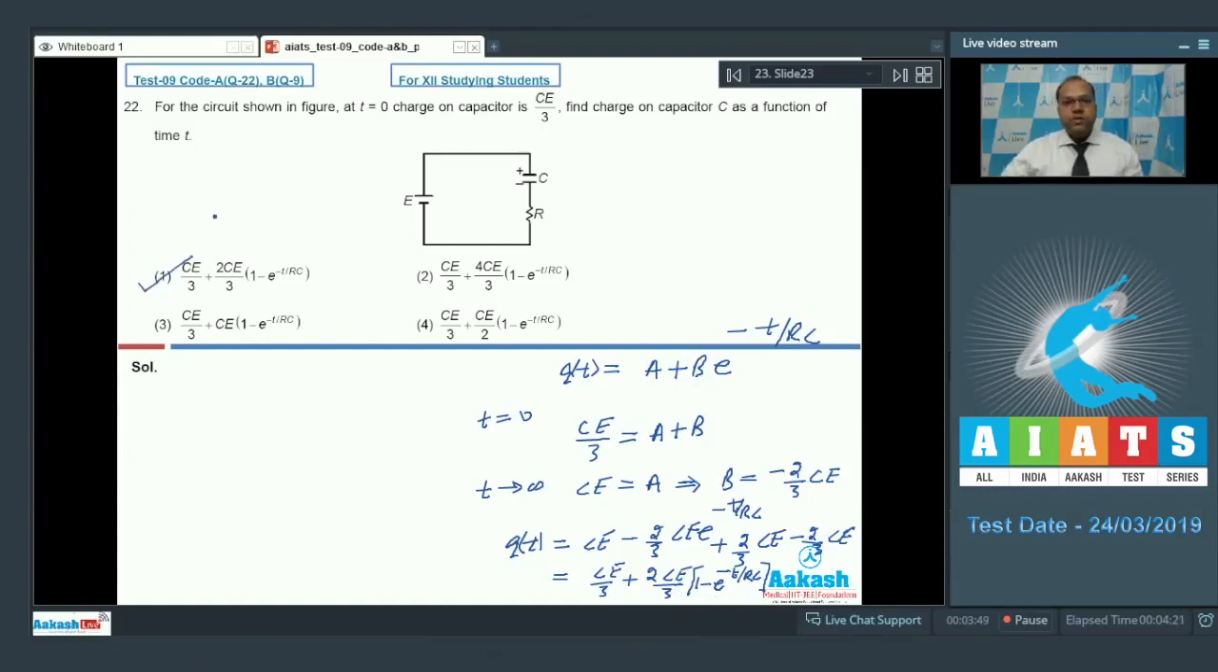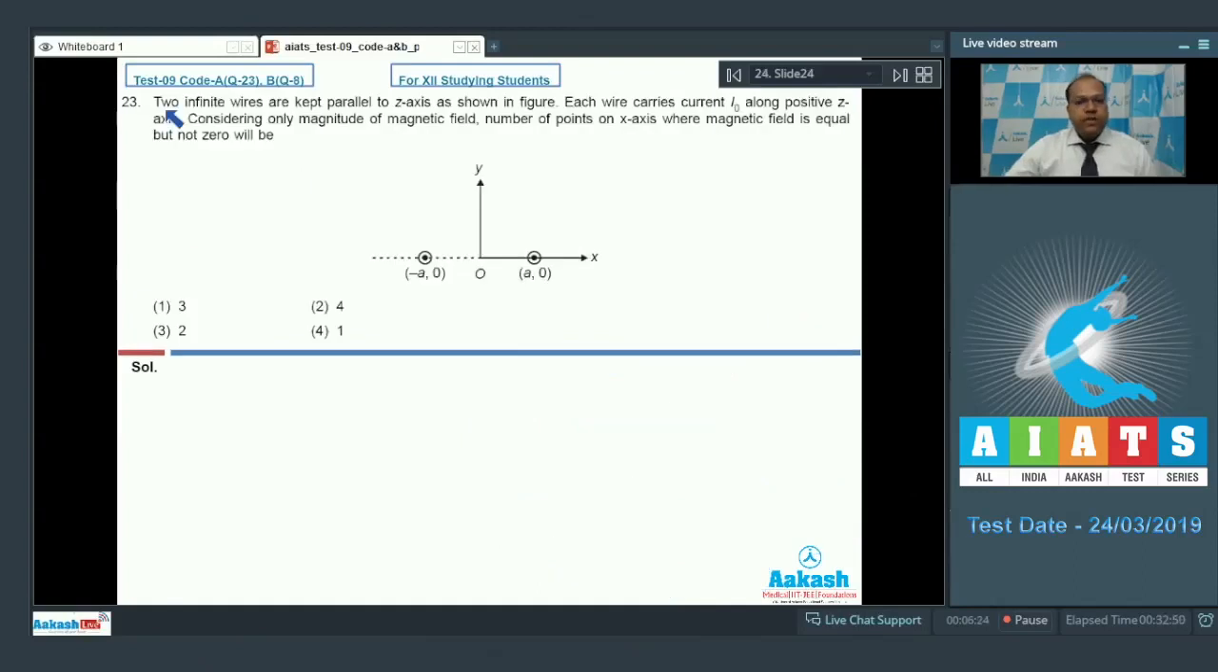Let's move to question number 23. In question number 23, two infinite wires are kept parallel to z-axis as shown in figure. Each wire carries current I0 along positive z-axis. Considering only magnitude of magnetic field, number of points on x-axis where magnetic field is equal but not 0 will be. So if I draw the variation of magnetic field when only magnitude is considered, then the variation is something like this.